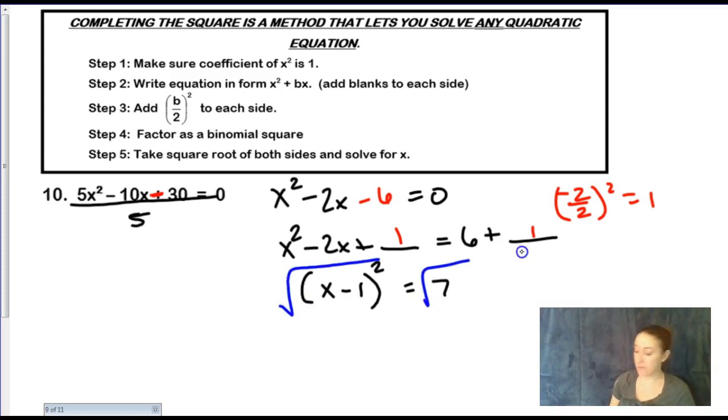The process, however, is always the same. So x minus 1 equals, good news for this problem, square root of 7 does not break down. So my solutions would be 1 plus and minus the square root of 7.